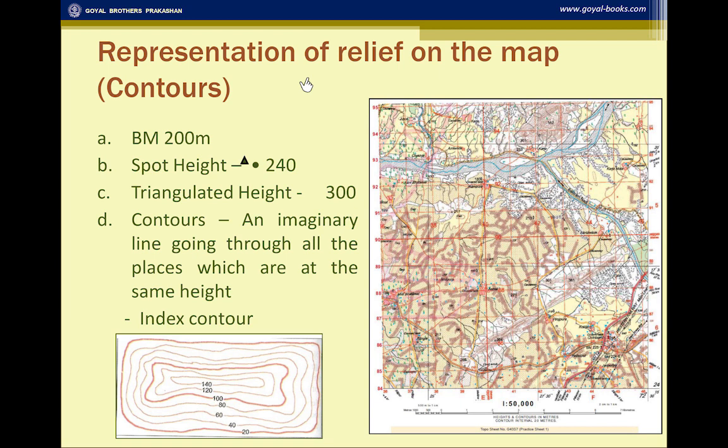Now, in this case, you can see in grid square 9782 the contours showing a conical hill. Anyway, the features will be discussed in the later slide. The height can be shown also by benchmark showing 200 meters, that is the height above sea level is 200 meters.